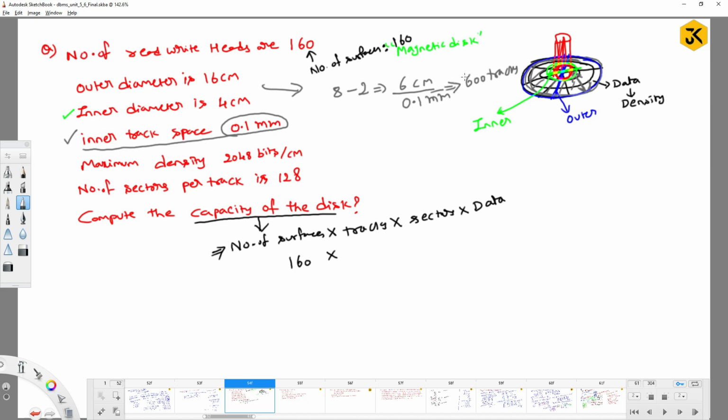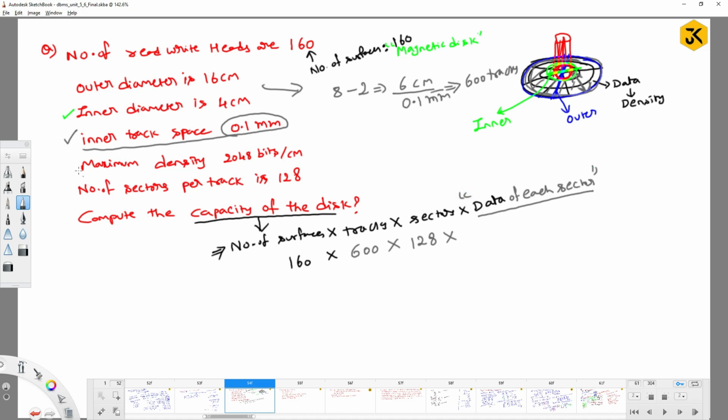So if you observe, the total number of tracks here is 600. What about the number of sectors? 128. What about the data size? That is the data of each sector, the data size of each sector. Is this parameter given anywhere? Have they given the data of each sector?